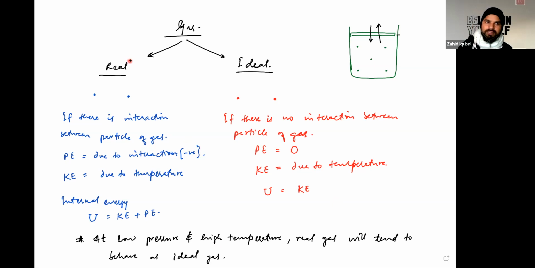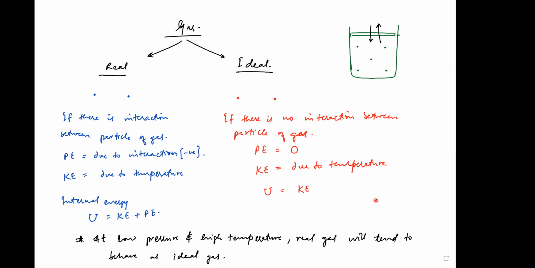So we have to convert real gas into ideal gas, for which the interaction between particles must vanish. So at what condition will this interaction vanish? You will say at low pressure and high temperature, there will be least interaction between particles. Hence, real gas will tend to behave as ideal gas. Is it clear? Yes, sir. Okay, just write it down.